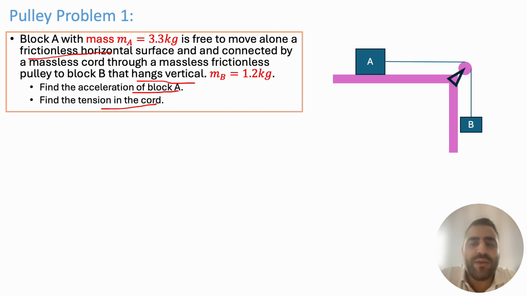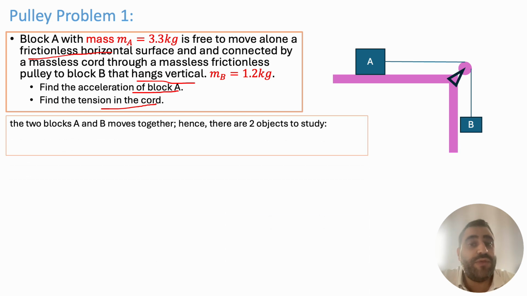So whenever we have a question about acceleration, the first thing we think about is Newton's law. So we have to apply Newton's law to find the acceleration. That's our strategy. But block A and block B are going to move together. So we cannot study block A alone or block B alone. We have to study them together. So we have two objects that we want to study: block A and block B.